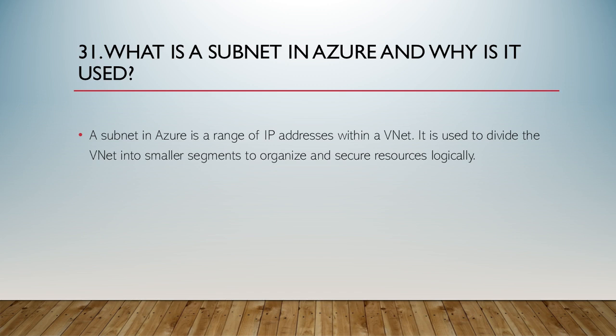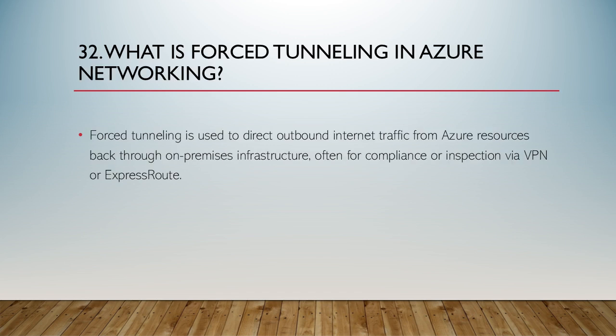32. What is force tunneling in Azure networking? Force tunneling is used to direct outbound internet traffic from Azure resources back through on-premises infrastructure, often for compliance or inspection via VPN or ExpressRoute.